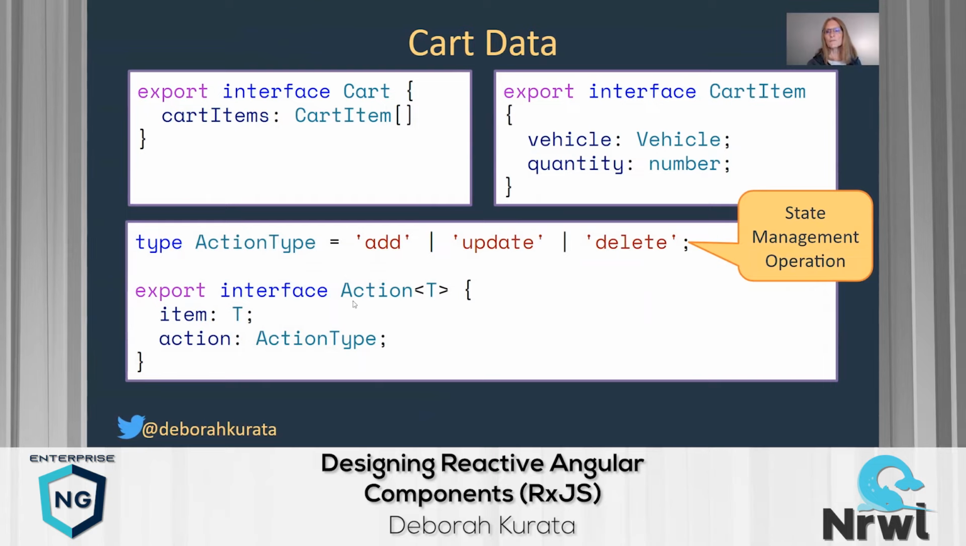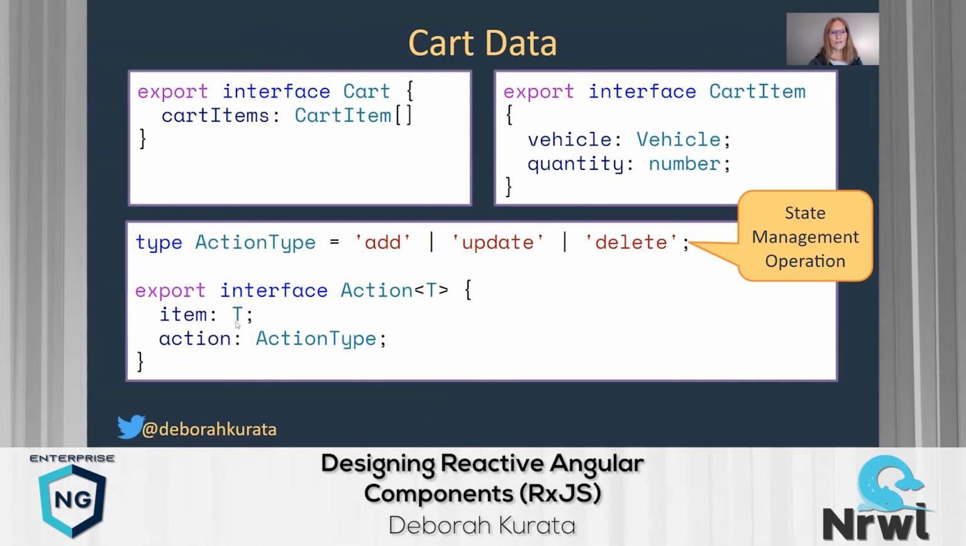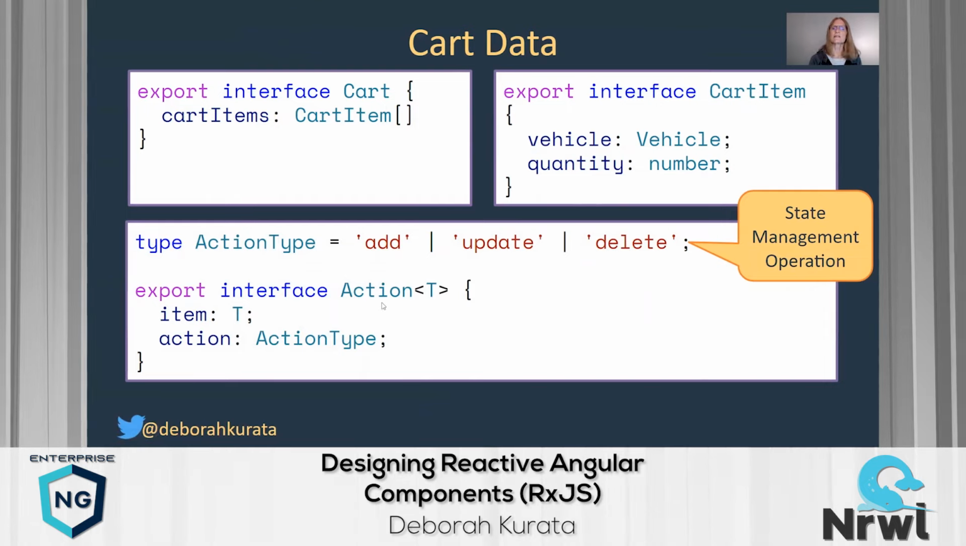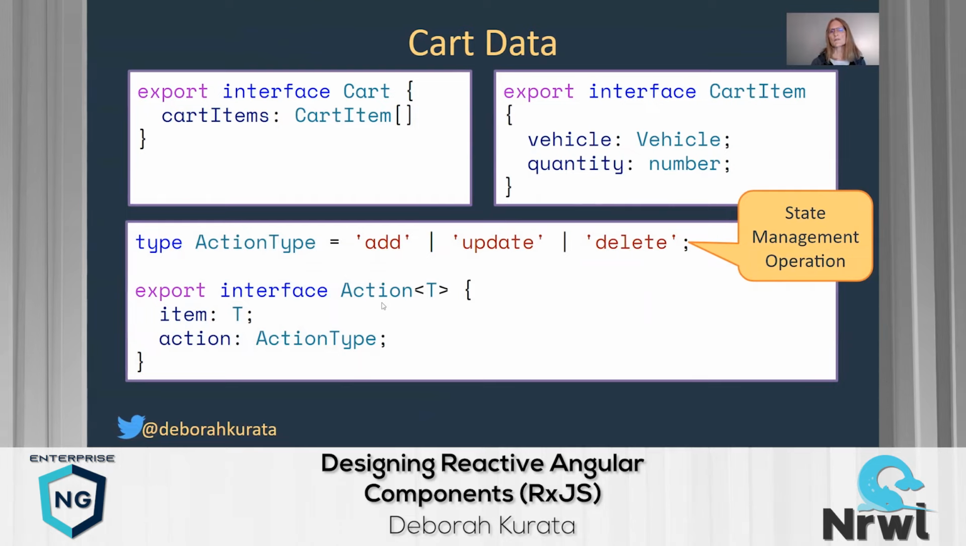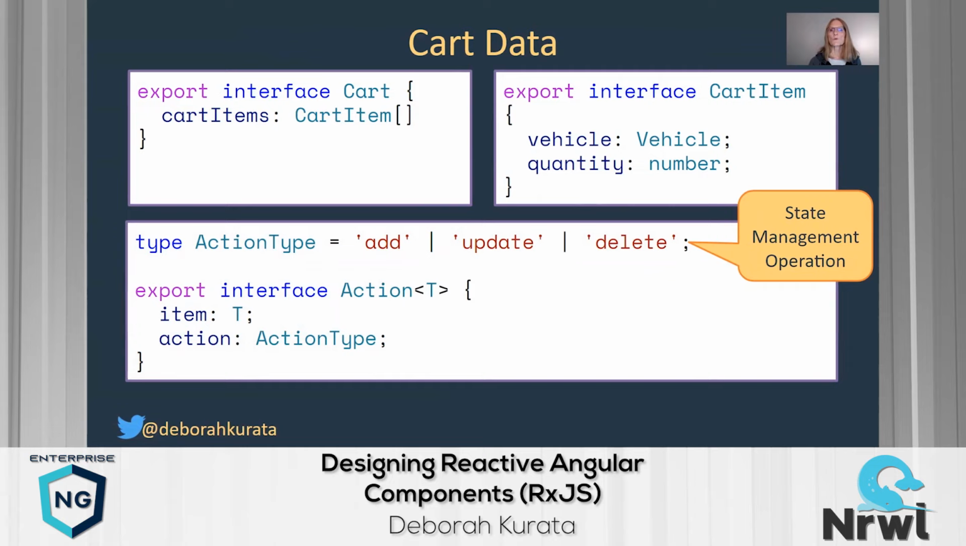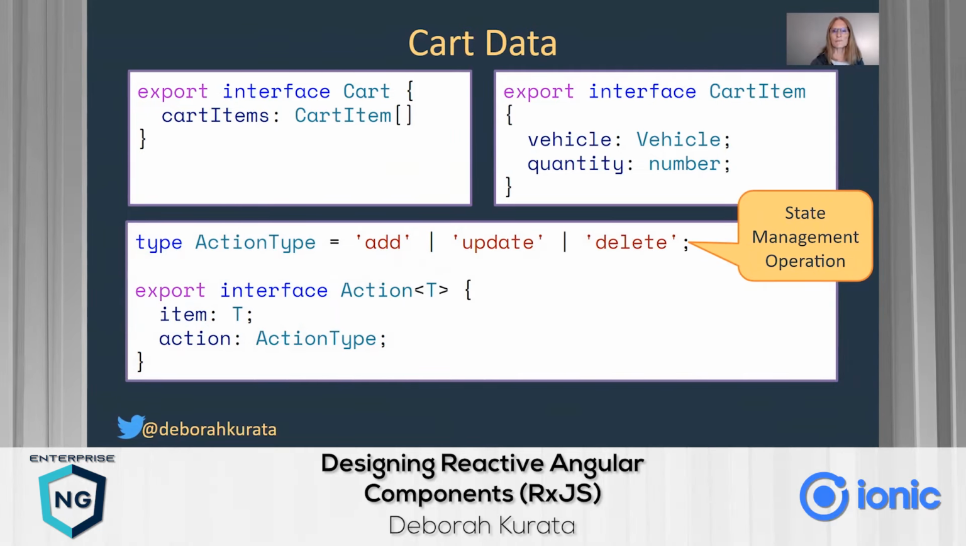So if we only needed it for cart item, we could use cart item here instead, and we'd have our cart item and our action. But by having it a generic parameter, we could also use this if we wanted to maintain customers or user preferences or any other kind of data that we wanted to maintain in our application.